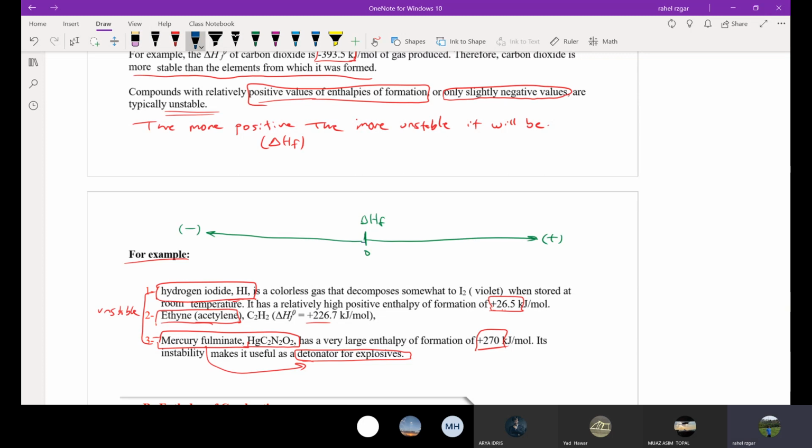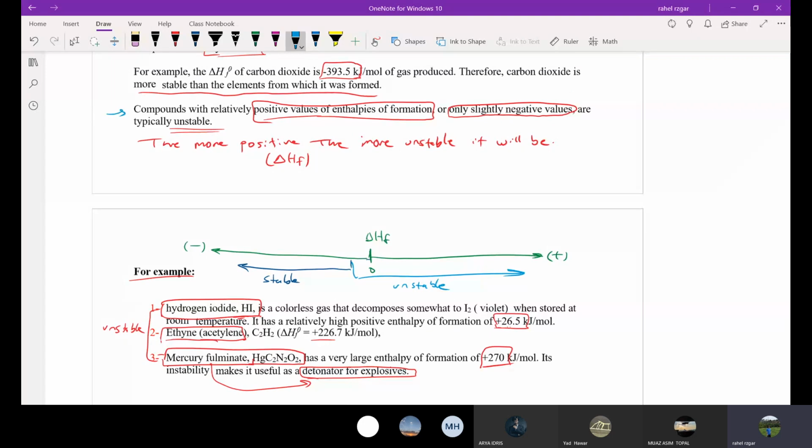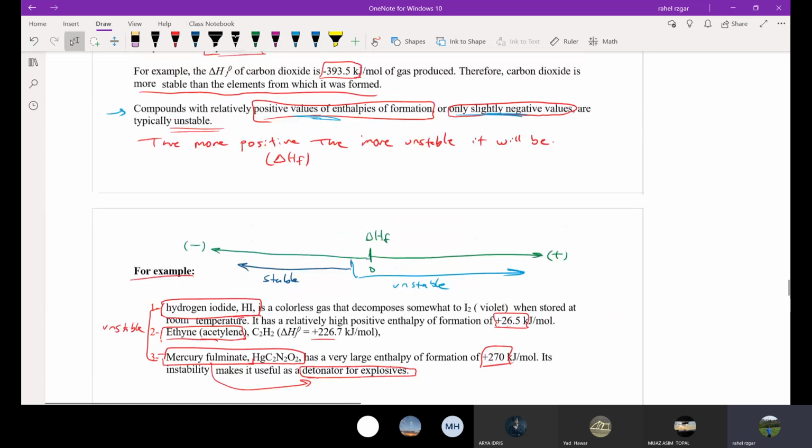So if I make a diagram like this, somewhere around here, to this side, it will be stable, but from here and to the other side, it becomes unstable. Why? If you go back to this point, compounds with relatively positive values and only slightly negative, only slightly, like maybe -5, -4, things like that, are still considered unstable. But the more negative, the more stable it becomes. The more positive, the more unstable it becomes.